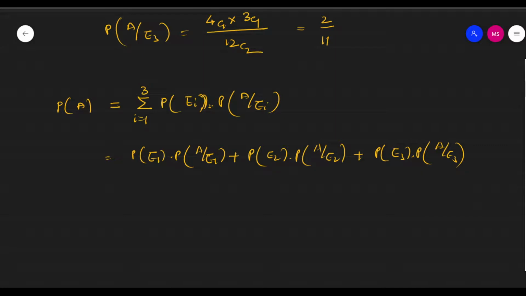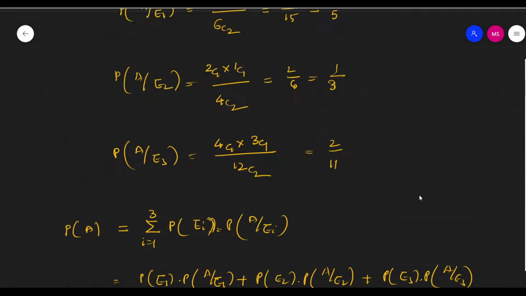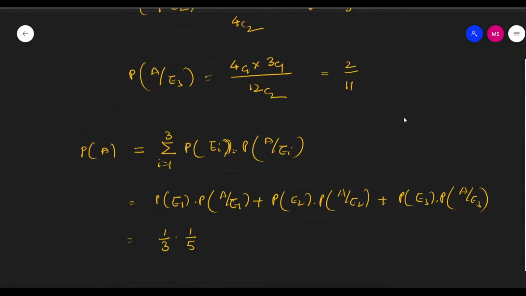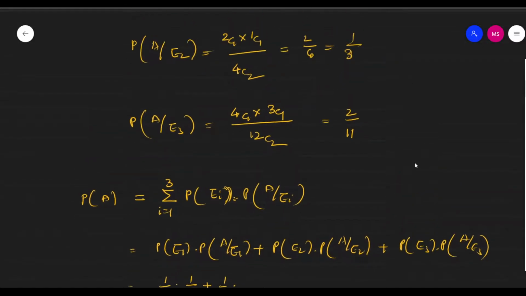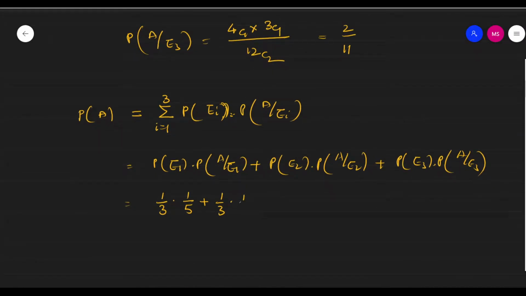It's simple. So now, what is P of E1? The probability of selecting urn 1 is 1 by 3, and P of A given E1 is 1 by 5. Plus P of E2, which is 1 by 3, into P of A given E2, which is 1 by 3. Plus P of E3, which is 1 by 3, into P of A given E3, which is 2 by 11.